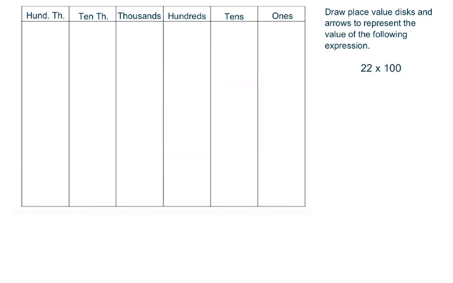Let's apply the same logic to a new problem. So now we've got the same directions: draw place value disks and arrows to represent the value of the following expression, 22 times 100. Well, we just talked about this: 100 is like saying times 10 times 10, because 10 times 10 is 100. So I want to take 22 times 10 times 10. Now, if I want to represent 22 in my place value chart, I've got a 2 in the ones place, so I need 2 place value discs in the ones place, and I should have 2 place value discs in the tens place.